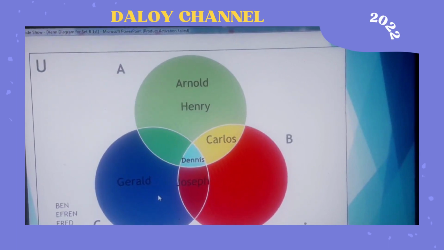While the rest, not mentioned in the intersection between set A, B, and C, are the elements Ben, Ephraim, Fred, and Isaac. So they will be in the universal set outside.